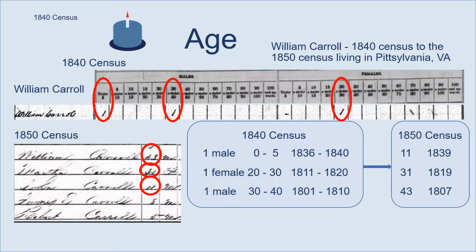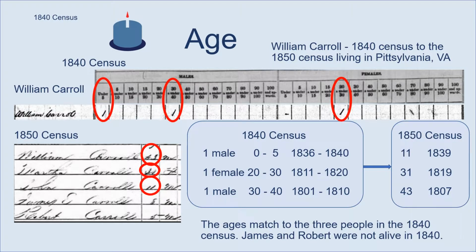In the 1840 census, we have one male, 30 to 40. His estimated birth would be 1801 to 1810. William Carroll in the 1850 census is 43, and his estimated birth is 1807. The ages match to the 3 people in the 1840 census. James and Robert were not alive in 1840.